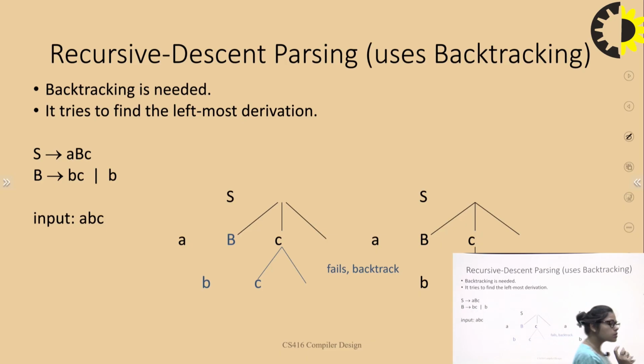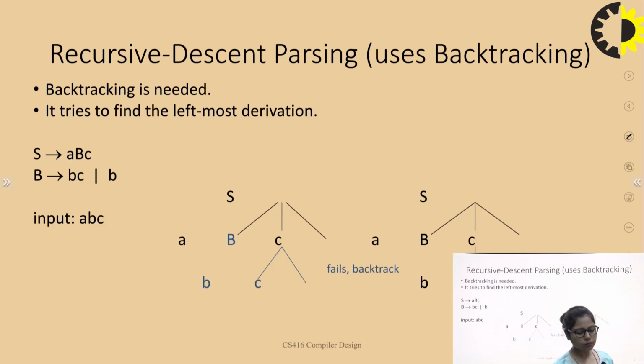So this is called a failure. I failed because I required that string and I'm not able to get it. After that, we backtrack and again choose a different production or different grammar rule from which we can derive that particular string.